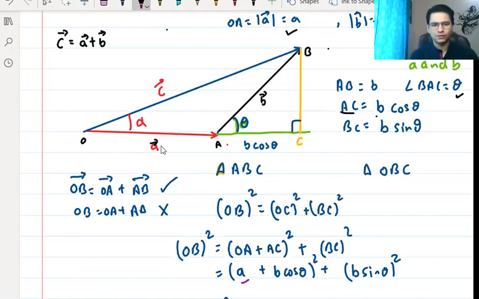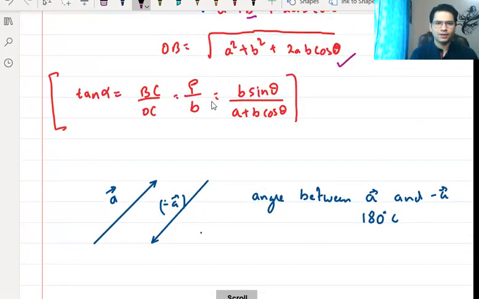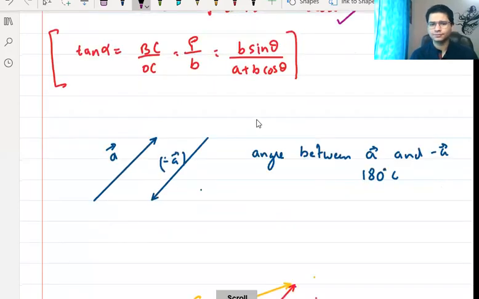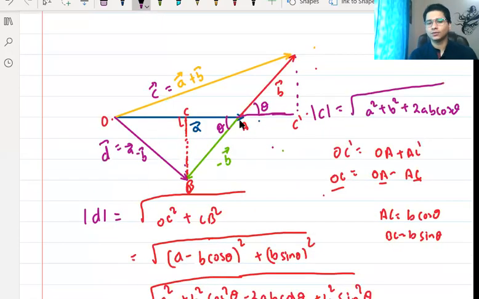So it is a vector and C vector. So I can say, sir, tan alpha is equal to what? Tan alpha is BC by OC. So what is BC? B sin theta. What is OC? A plus B cos theta. Done.